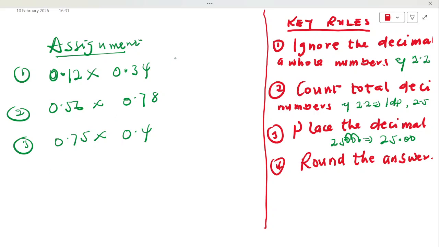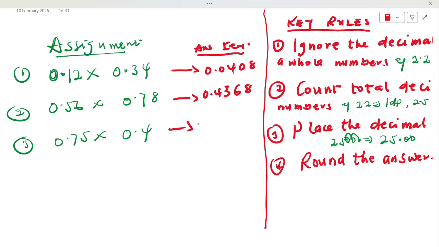All right, so here are the answer keys. Answer keys. So we have the first one, the answer should be 0.0408. Please solve it, come back and check if your answers are correct. The second one, you have 0.4368. And then the last one, you have 0.3.